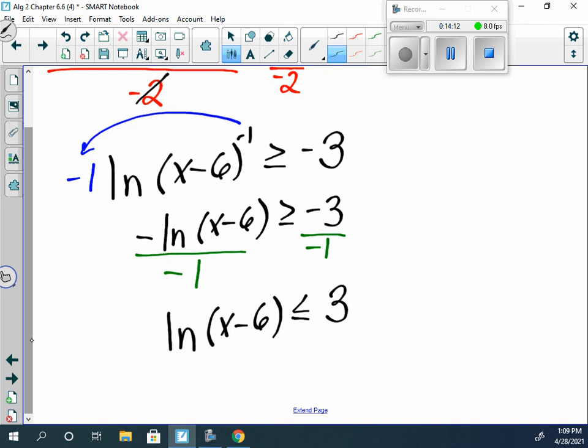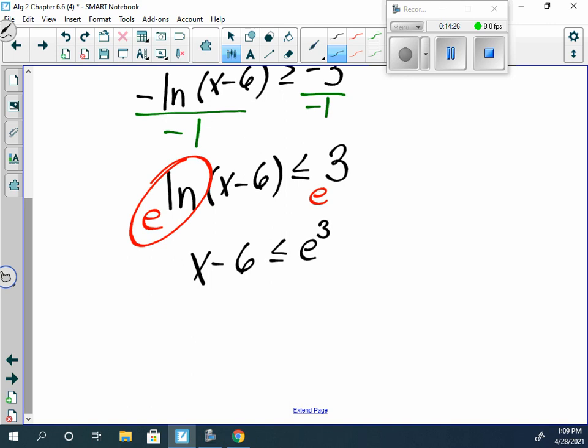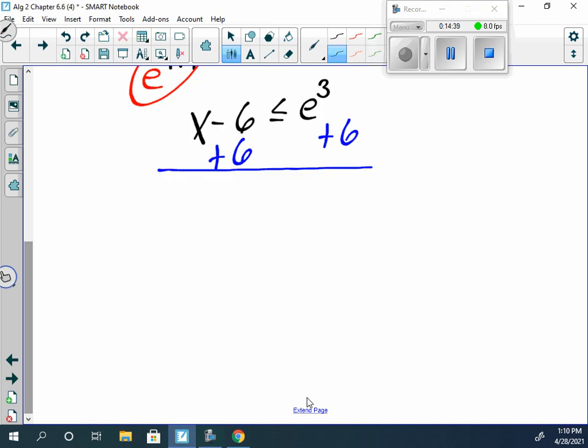Now we can put e as the base of both sides. And e and the ln would simplify, leaving us with x minus 6 is less than or equal to e to the third. So we'd add 6 to both sides, telling us that x is less than or equal to e to the third plus 6.